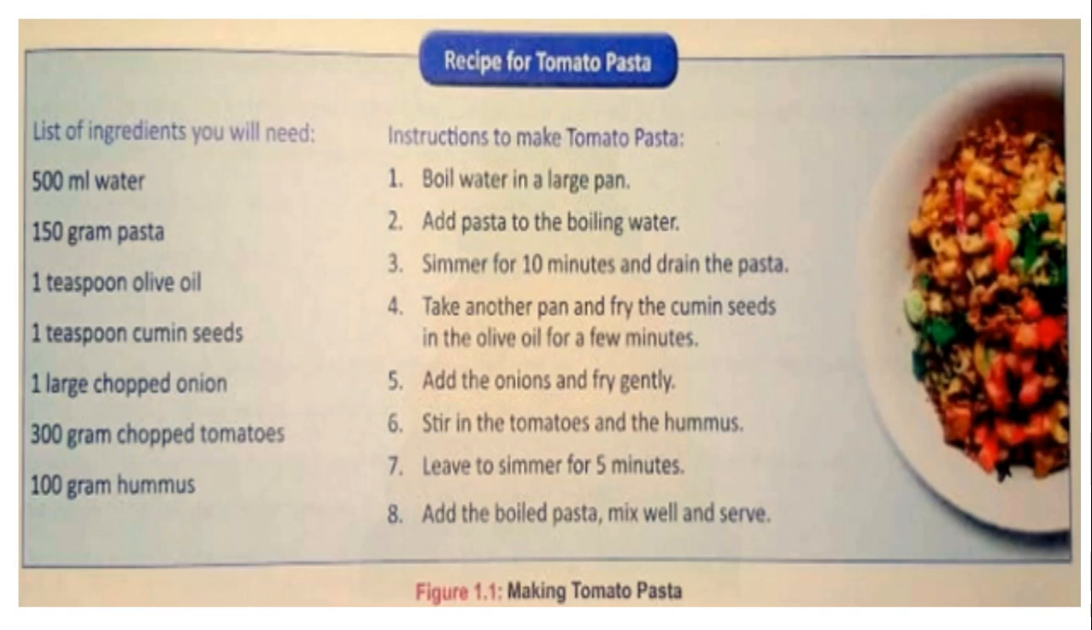Then we need to take another pan and fry the cumin seeds in the olive oil for a few minutes. Then add onions and fry gently. Then stir in the tomatoes and the hummus. Leave to simmer for 5 minutes. Add the boiled pasta, mix well and serve. So you can see that we have well-defined activities in each line of instruction. We are very clear regarding what we have to do.